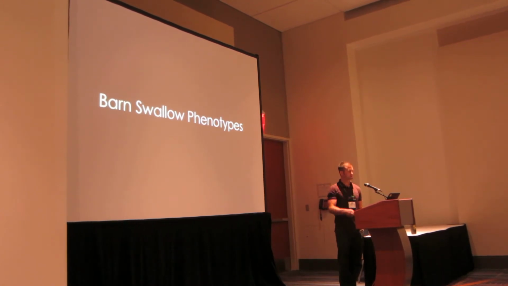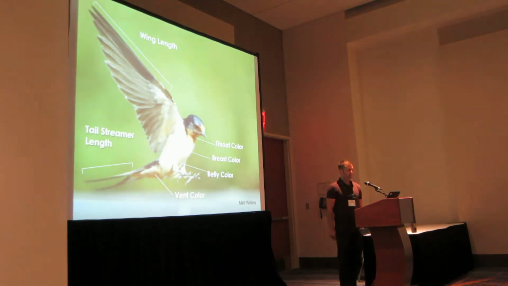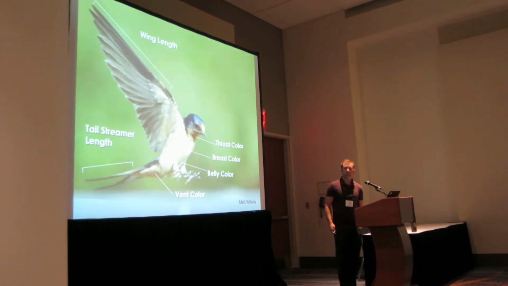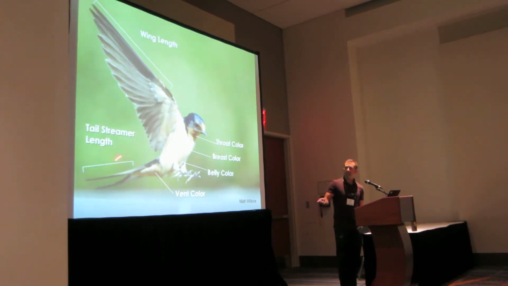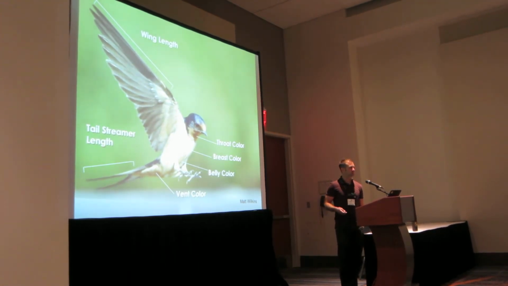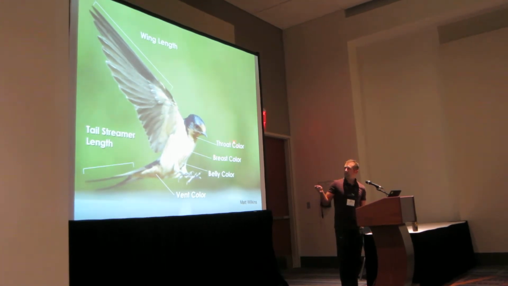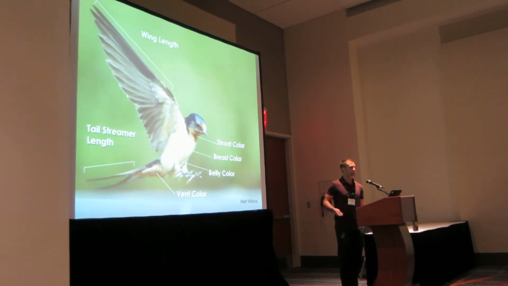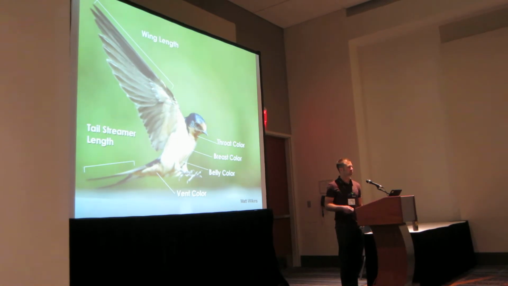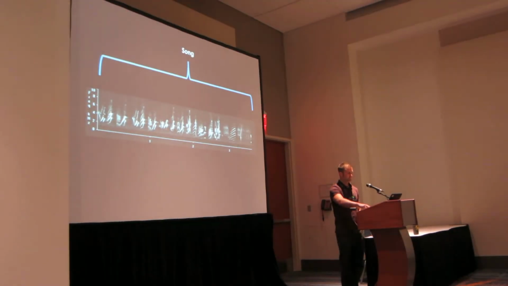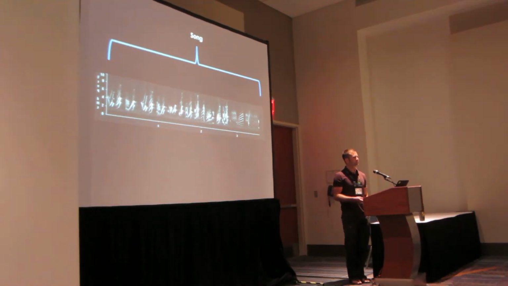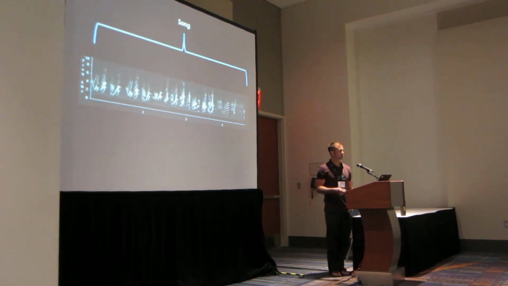So what do these phenotypes look like? Here's a male barn swallow, and we measured wing length and tail streamer length, which we considered morphology. We had 3 dimensions of color along a ventral transect, including throat, breast, belly, and vent. And we also measured different frequency and temporal parameters of song.